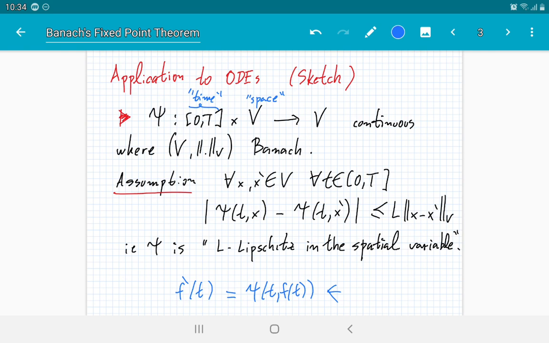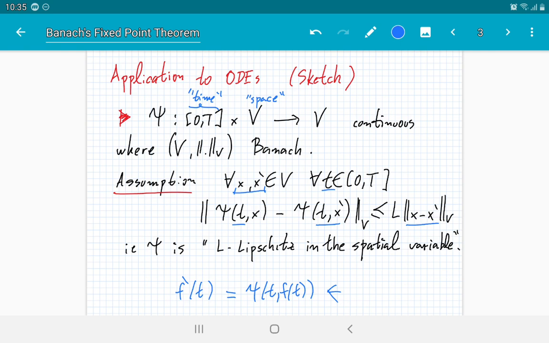And also assume that this function is L-Lipschitz in the spatial variable, meaning that if I fix the time, and I take two points in V, and I compute psi of t, x minus psi of t, x prime, well, this distance, this should be a norm in V, right? So psi takes values in V. So this distance is at most L times the distance between x and x prime. So it's just a Lipschitz condition, except that I'm not assuming that psi is actually Lipschitz.